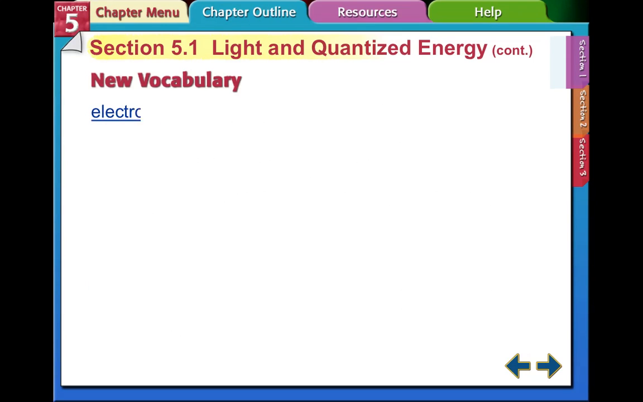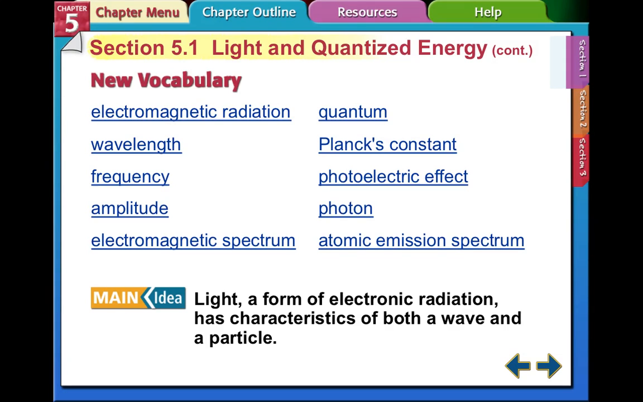Okay. New vocab that we're going to learn: electromagnetic radiation, wavelength, frequency, amplitude, electromagnetic spectrum, quantum, Planck's constant, photoelectric effect, photon, atomic emission spectrum. Main idea for this section: light, a form of electromagnetic radiation, has characteristics of both waves and a particle.